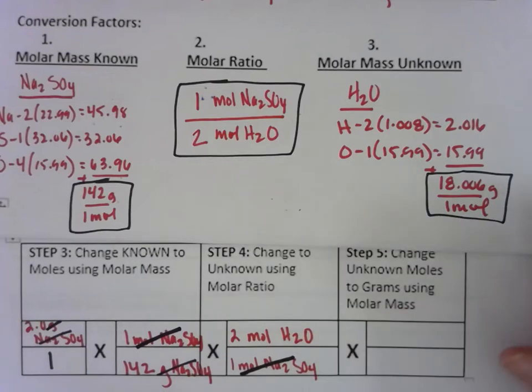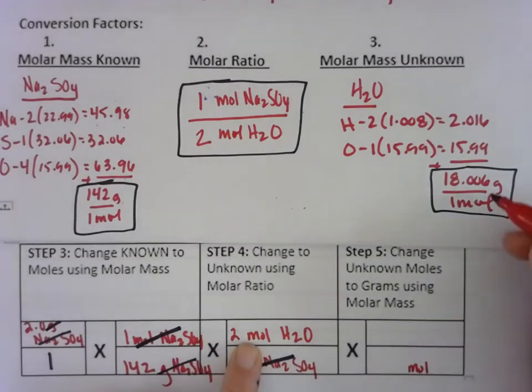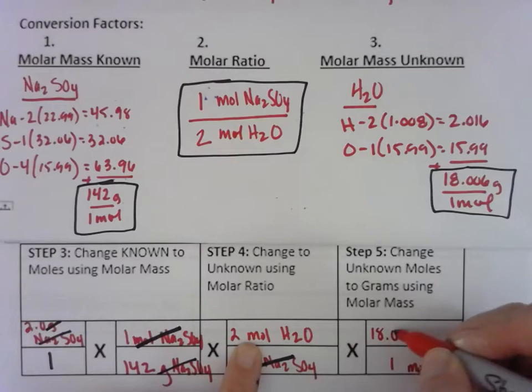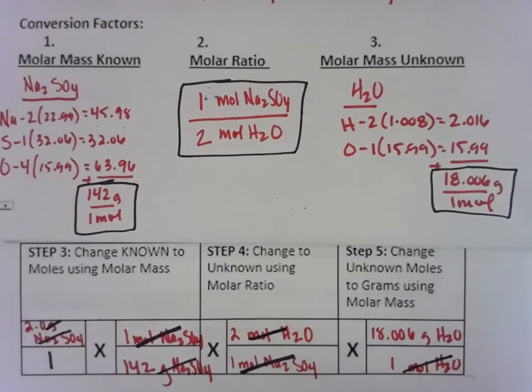So the last step is to change the unknown moles into grams using the molar mass. And I have the molar mass right here. Moles on bottom. 1 goes with a mole of the chemical, and 18.006 grams H2O on top. I'm going to cancel out my like terms. I'm in the unit that I want.